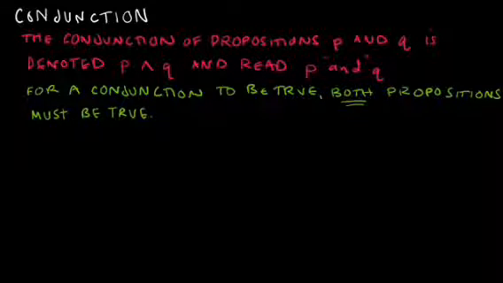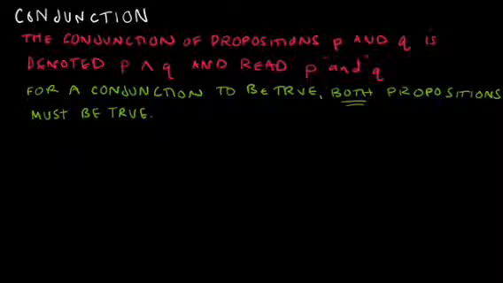Our next connective is called a conjunction, and a conjunction of propositions P and Q is denoted P with the little arrowhead, basically, Q, and it's read P and Q. So a conjunction is an "and." One way to help you remember this is that it kind of looks like a capital A if you added that little marking in the middle. The reason I bring this up is because our next one is going to be the arrow pointing down instead of pointing up. So it's good to be able to keep them straight.